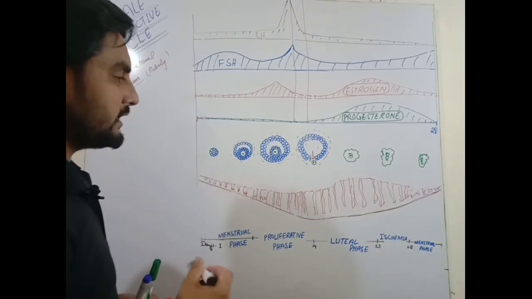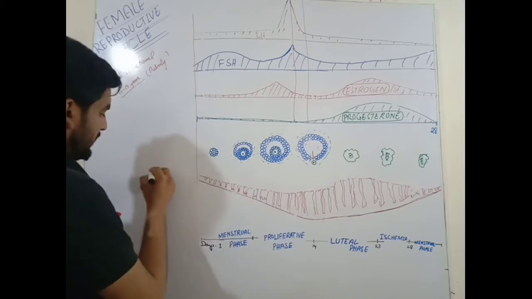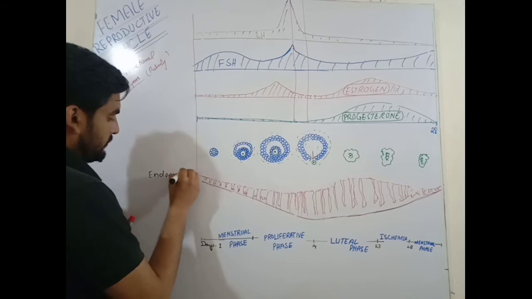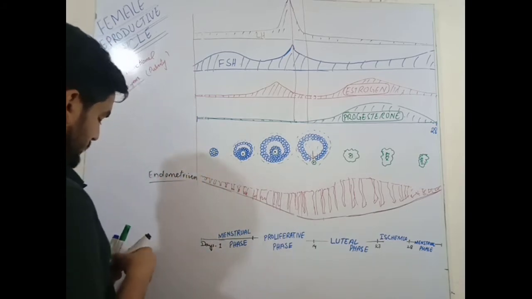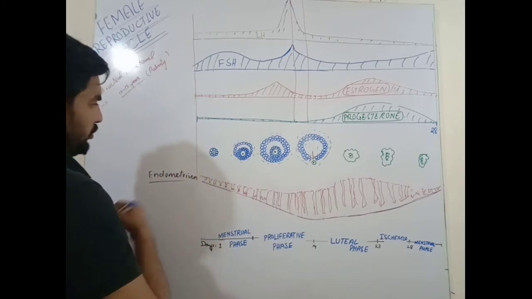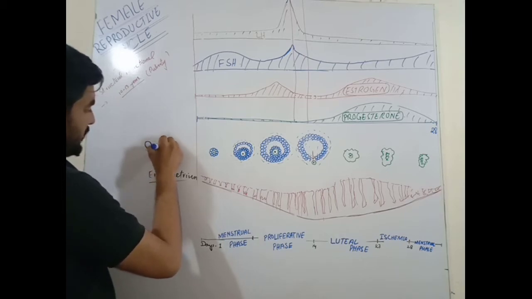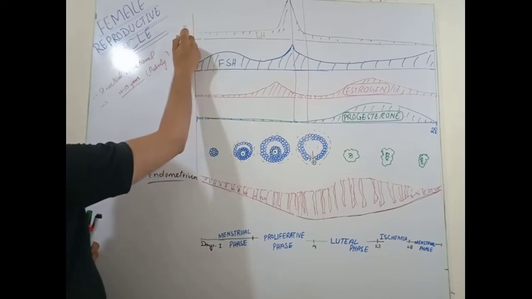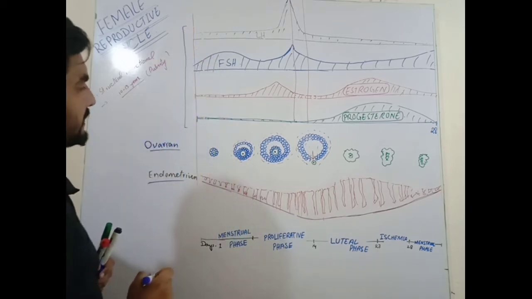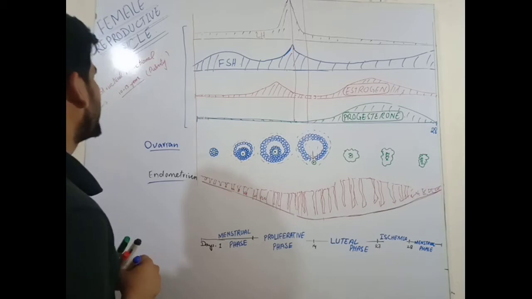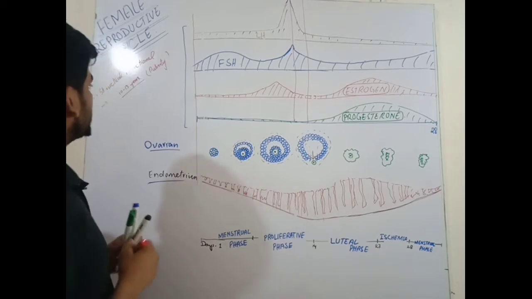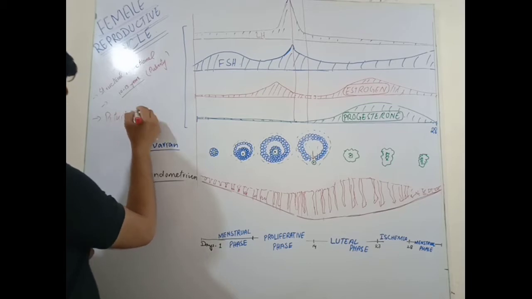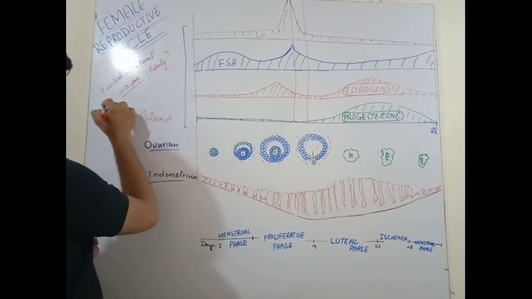So there are cyclic changes in the endometrium of the uterus, and in the follicles of the ovary, called the ovarian cycle. There is also a change in hormone concentration throughout the cycle. The cycle usually involves the pituitary gland and the hypothalamus.